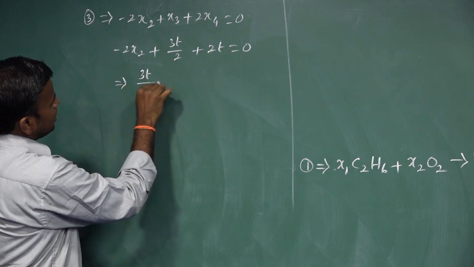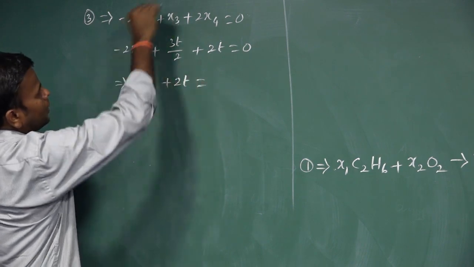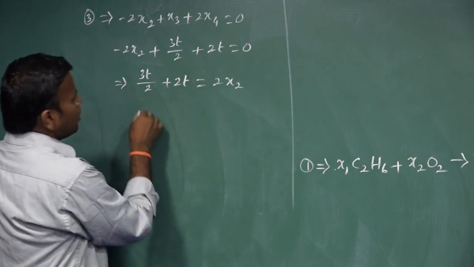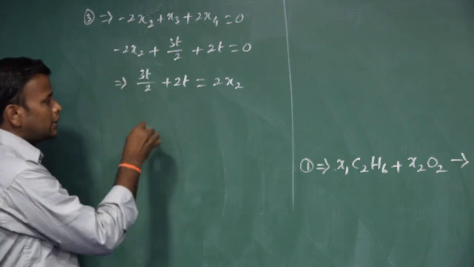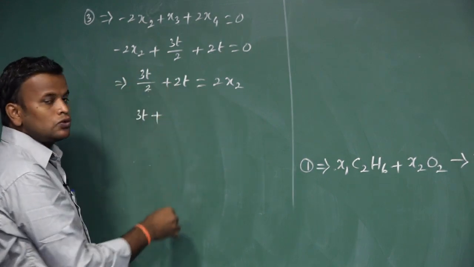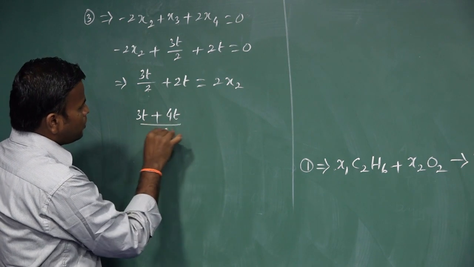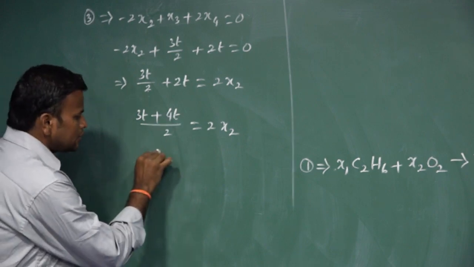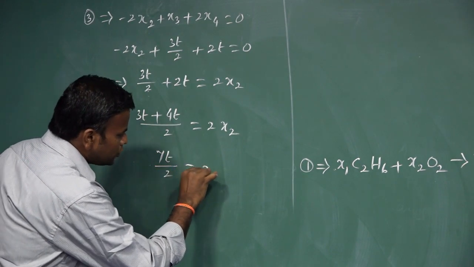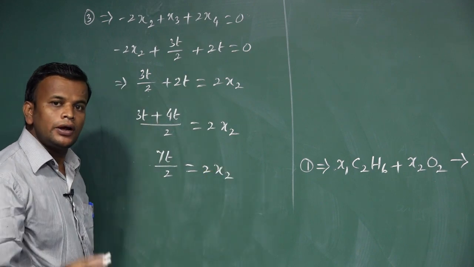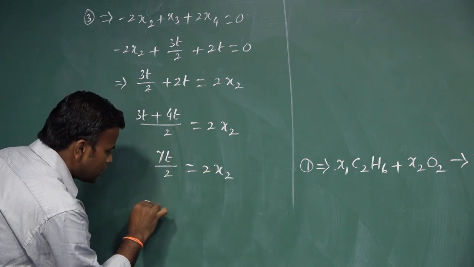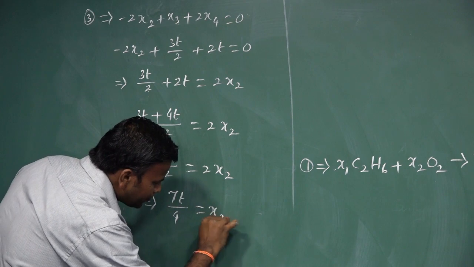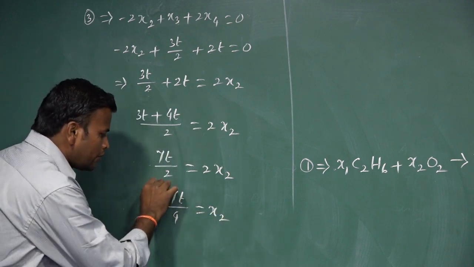So I keep 3t by 2 plus 2t, and minus 2x2 becomes plus 2x2 on that side. A fraction and a whole number are there, so we cross multiply. We get 3t plus 4t by 2 is equal to 2x2. 3t plus 4t is 7t by 2 is equal to 2x2. We need the value of x2. So multiplication by 2 becomes division: 7t by 4 is equal to x2. So it is the value of x2.